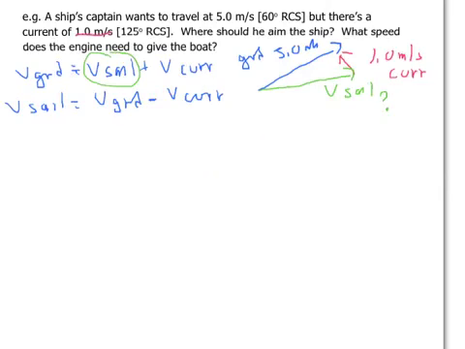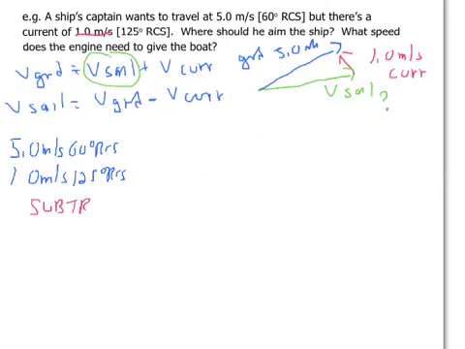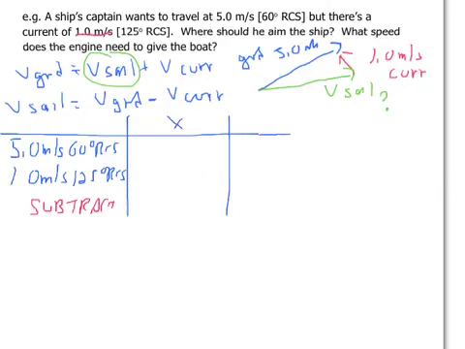So let's set up our table. We have 5 meters per second at 60 degrees RCS minus 1 meter per second at 125 degrees RCS. And again, we're going to subtract. Because these two vectors are not linear, they're not in one dimension, and they have an angle, we need again to break them down into x and y components. For the x component, remember, it is the cosine function. And for the y component, it is the sine function.